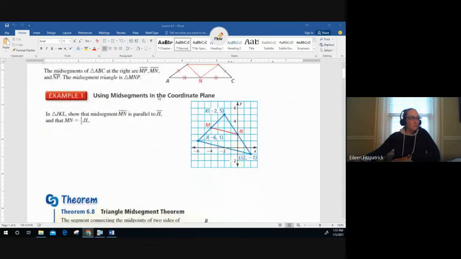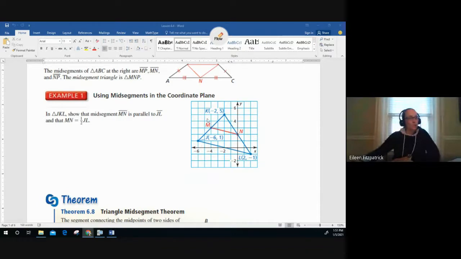Using mid-segments in the coordinate plane. In triangle JKL, the big blue triangle, it says, show that mid-segment MN is parallel to JL and that MN is half as long as JL.